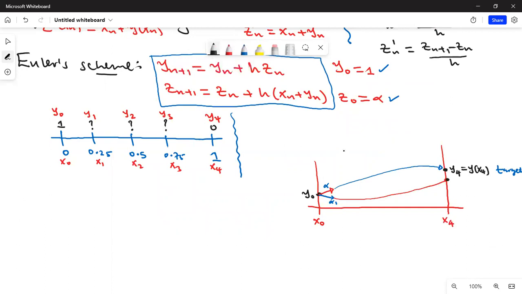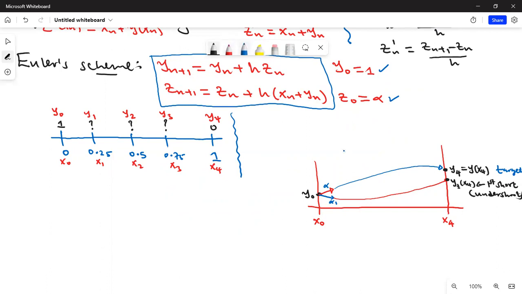So this means this is y1 of x4, not y1. Of course, the first shot, we call it first shot. It is undershot, undershoot. You see, the value we are getting is not the same as that of y4. It is less than that of y4.